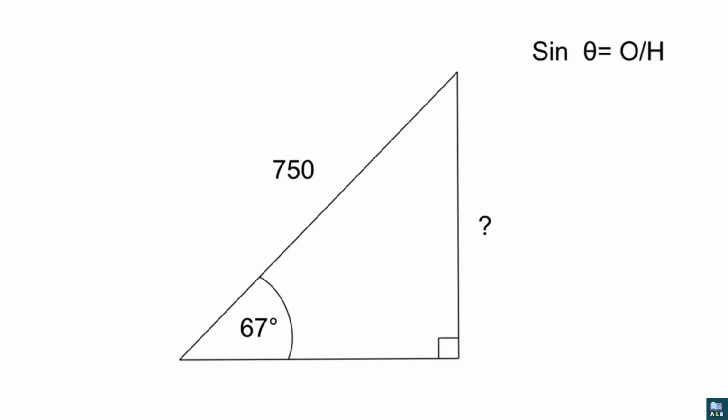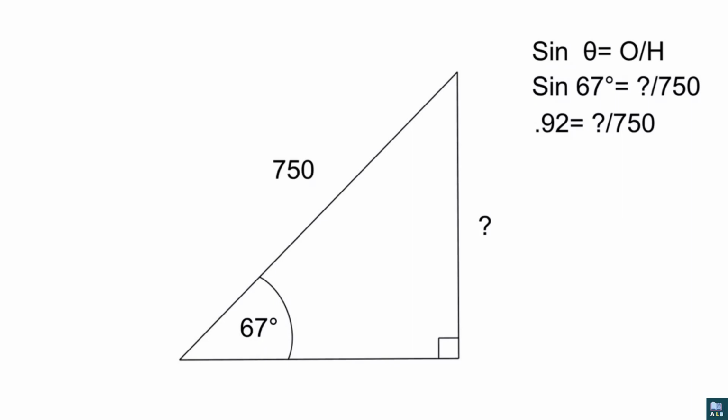which is shown right here. Sine of theta is equal to opposite over hypotenuse. Let's plug in the numbers so we can see what we're working with. The sine of 67 degrees, which is theta here, is equal to, we don't know what that is, but we do know that the hypotenuse is 750. So let's get rid of the sine of 67, punch sine 67 into your calculator, and then you get 0.92 is equal to the unknown divided by 750, and we can just cross multiply.